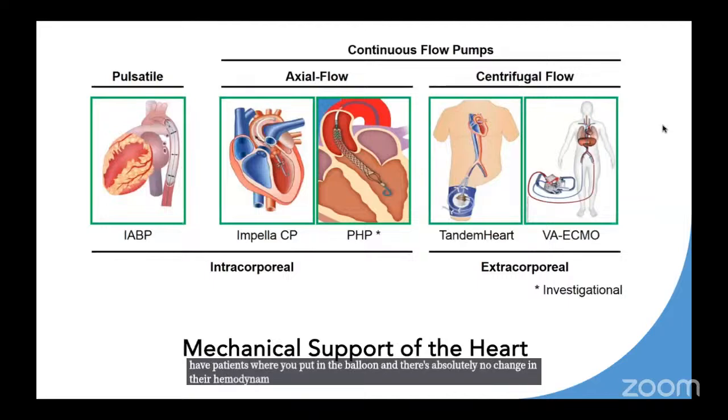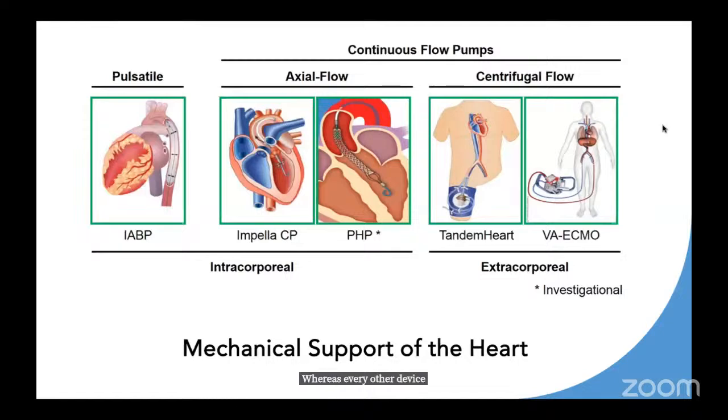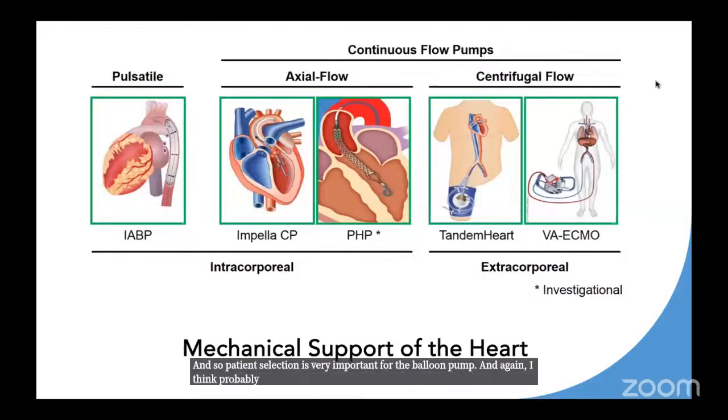So I think patient selection here is critical, whereas every other device on this list is a pump, and so the higher they flow, the more support you get. Patient selection is very important for the balloon pump. And again, probably you're looking for a dilated ventricle. If they have active ischemia, that's helpful.